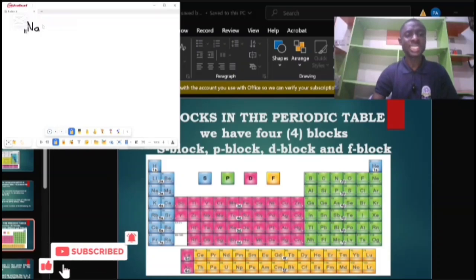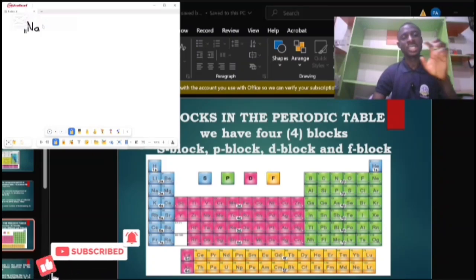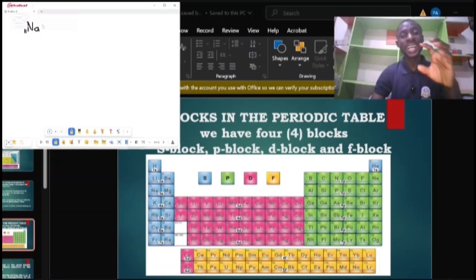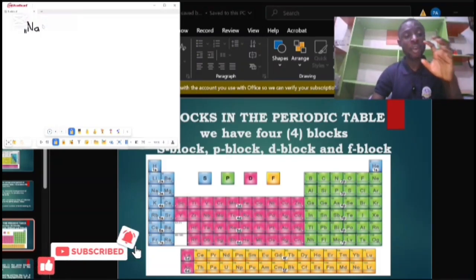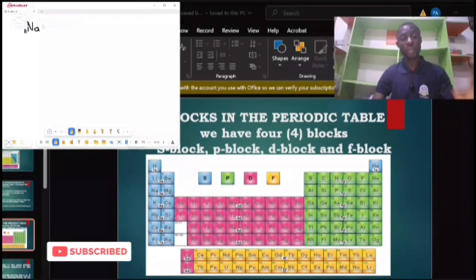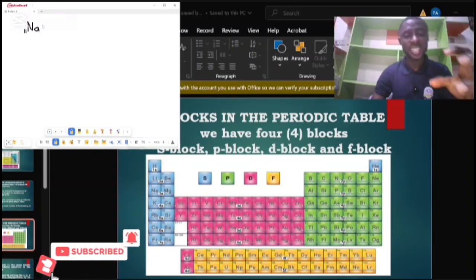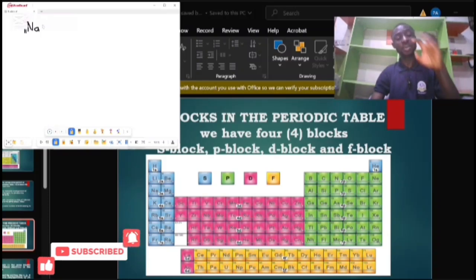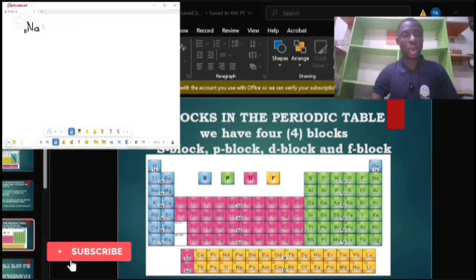If you look at our SPD and F electronic configuration, the S orbital cannot carry more than 2 electrons. The P orbital, the maximum electrons it can carry is 6. The D orbital, the maximum of electrons it can carry is 10. And for the F orbital, the maximum electrons it can carry is what? 14. Based on the number of electrons they can carry is how we will assign the number of electrons to those orbitals.